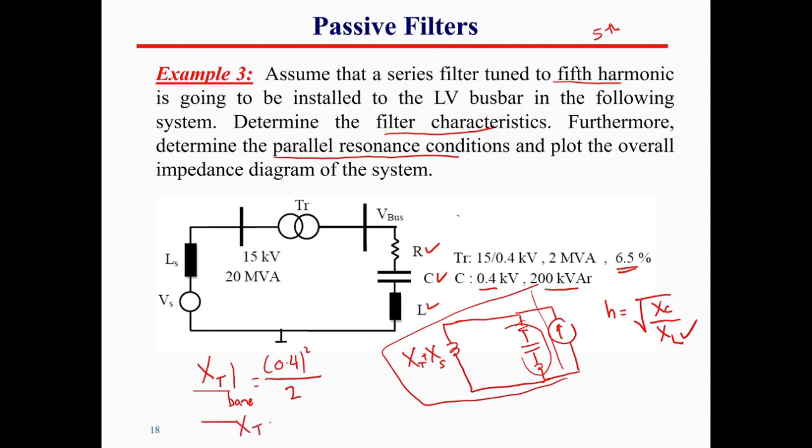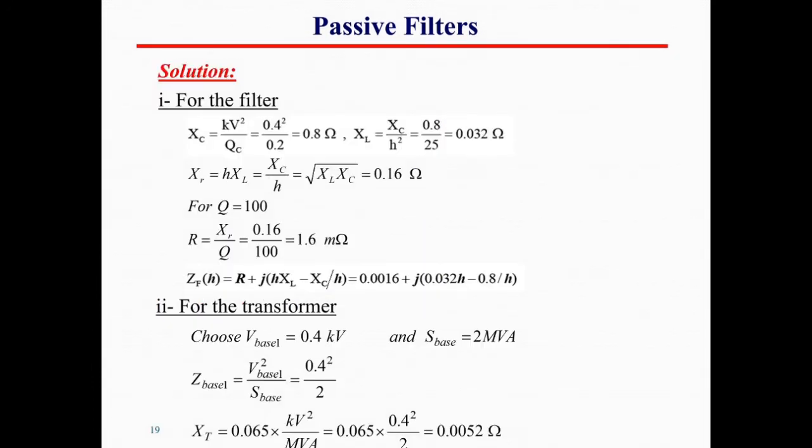Therefore, we can calculate the reactance of the transformer. For the reactance of the source, we are given also the megavolt ampere. We are given the voltage. So then we can find the value in ohm. It will be 15 squared divided by 20. So that will give you the impedance in ohm. We can transfer it to the low voltage side. So we multiply it by 0.4 squared divided by 15 squared. Or you can find the base and then transfer it again. So this is how we can solve the problem.